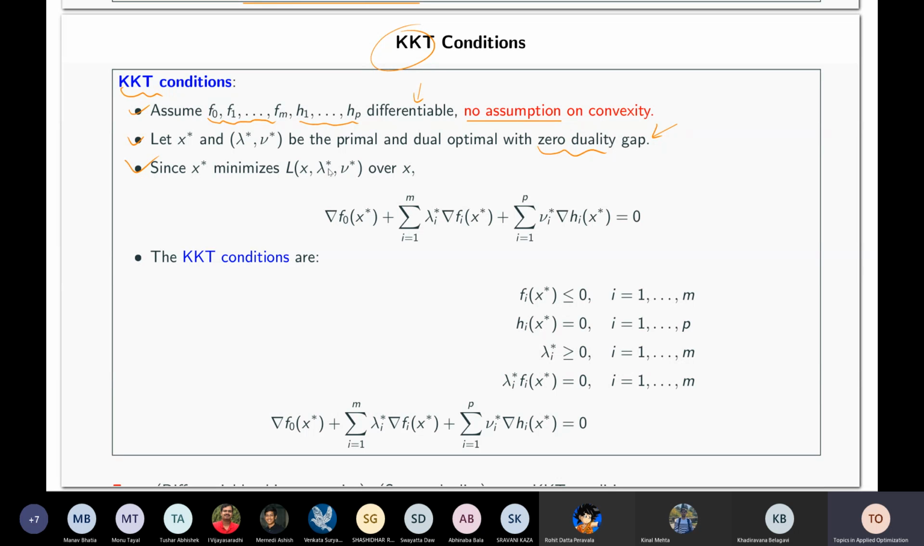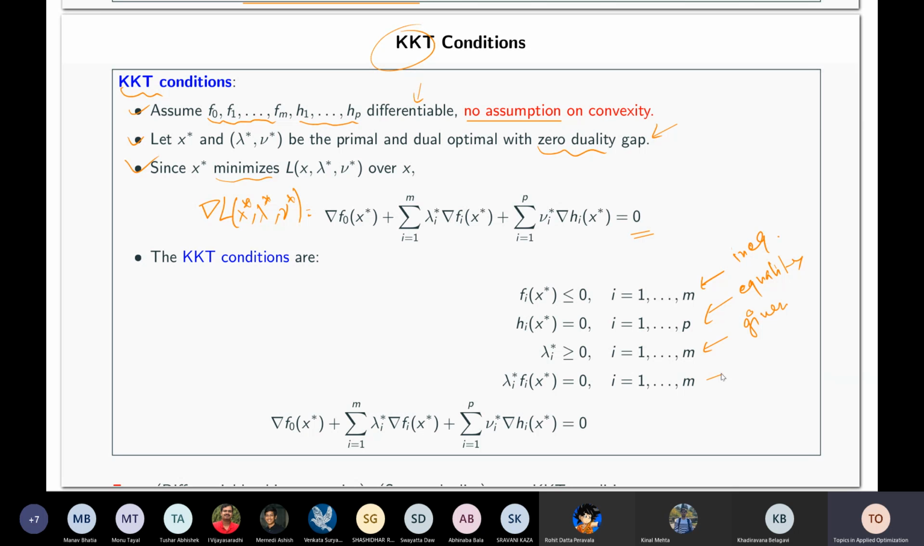Now, since x star minimizes the Lagrangian, we must have this. The gradient of L, because x star is a minimizer, so it is a critical point, and the gradient must vanish. So grad L at x star, lambda star, nu star is this, and this must vanish. The KKT conditions are a collection of all the things that we have seen. These are the inequality constraints. These are the equality constraints. These are coming from the problem itself. This is also coming from the problem itself, because the inequality multipliers are assumed to be non-negative.